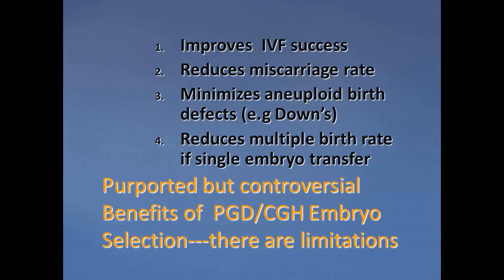So there is a plateau. There's a point at which more eggs is not better. And it seems to be around the number 12 or 15. So in other words, a patient who's 31 years old that gets 25 eggs has about the same pregnancy rate as someone who's 31 years old and gets 12 eggs.